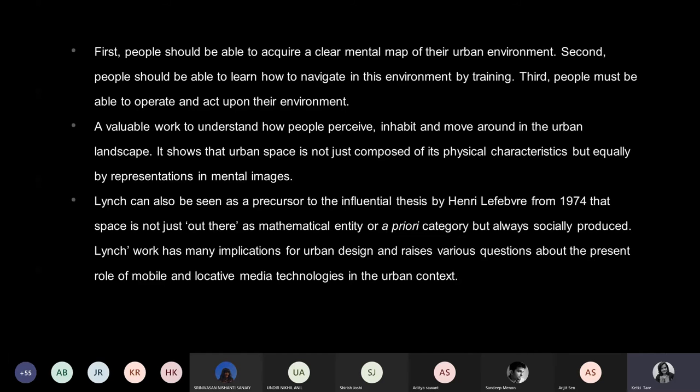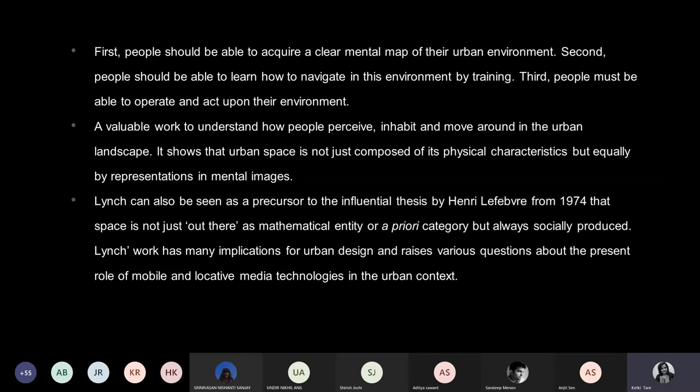And just briefly, I would also say that it can be seen as a precursor to the influential thesis by Henri Lefebvre, a sociologist who talked about how space is not just a mathematical entity, but it is also socially produced. So those are the social elements, the activities, or the people who are living there who contribute to the space. And so Lynch could be seen as a starting point for this thesis.